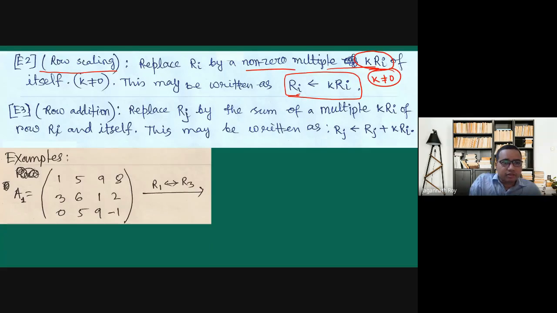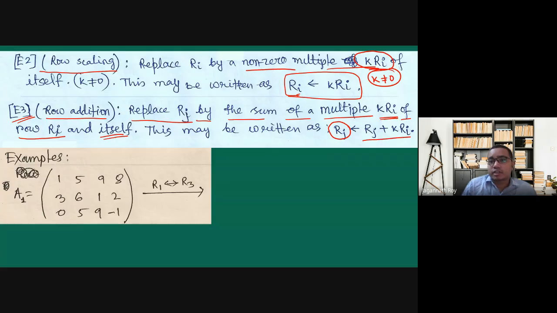And the third elementary row operation is row addition. We replace a particular row Rj by the sum of a multiple k times Ri, the row i, and itself. So this means that we are replacing the jth row with this new row. We are adding one row and replacing.